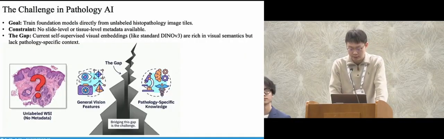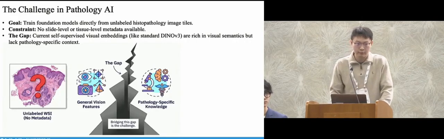So the primary challenge in computational pathology is data efficiency. We typically rely on expensive labels, but our goal is to train foundation models directly from unlabeled tiles. While standard self-supervised models are great at capturing visual semantics, they suffer from a critical blind spot. They lack pathology-specific context. Essentially, there's a gap between the general visual features and specialized medical knowledge. The current models struggle to bridge this, which limits their performance on downstream tasks.